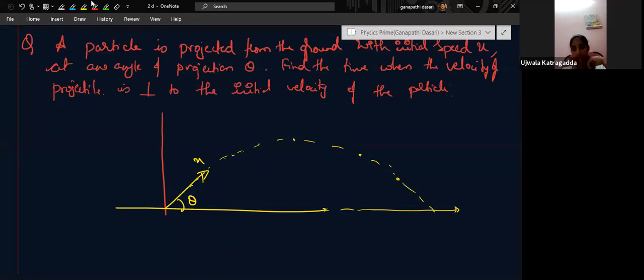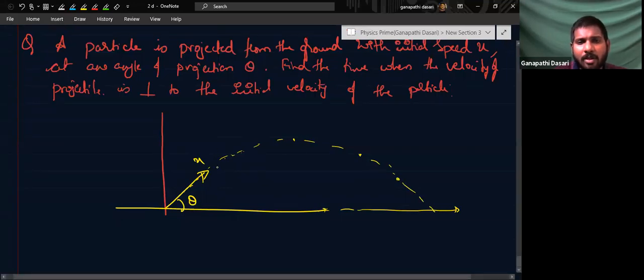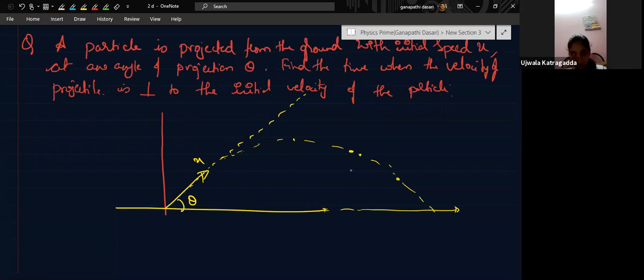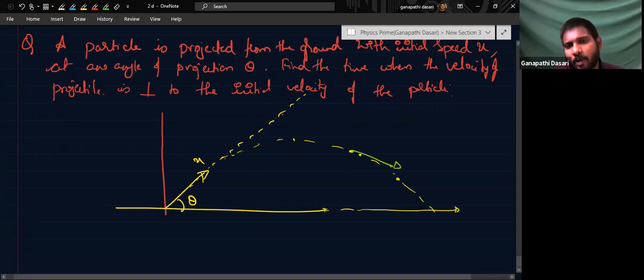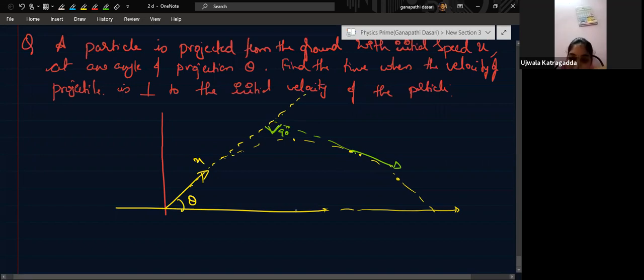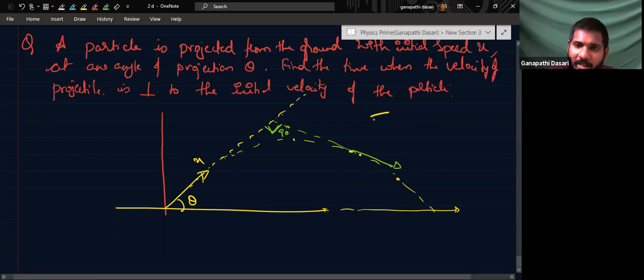Now at some point there is a velocity vector like this, which I am extending just as a vector direction. It will be a tangent to that point, and it will be perpendicular to the initial velocity. This angle is actually 90 degrees. So what is the basic fundamental point that the examiner is expecting from you here?